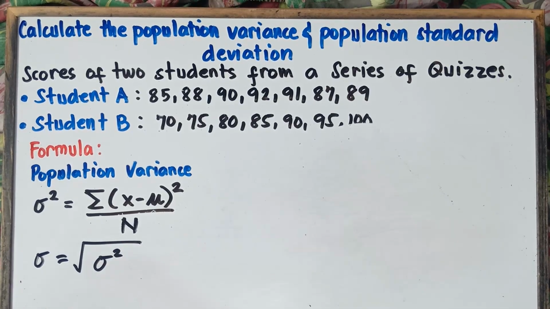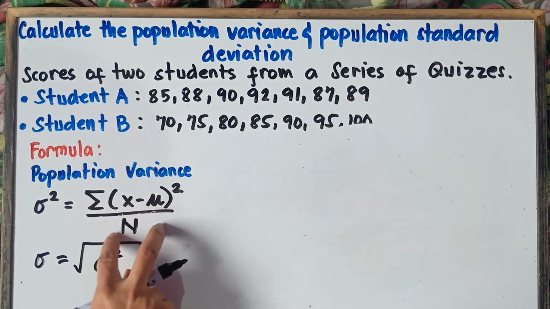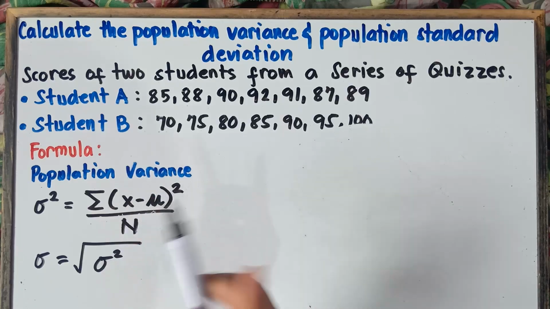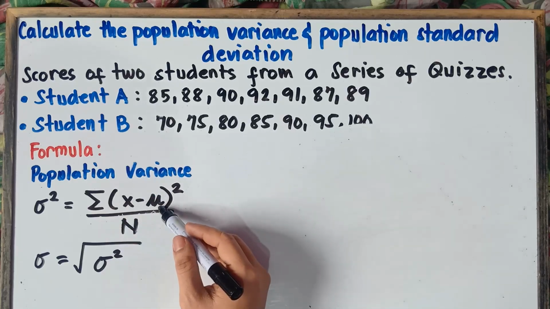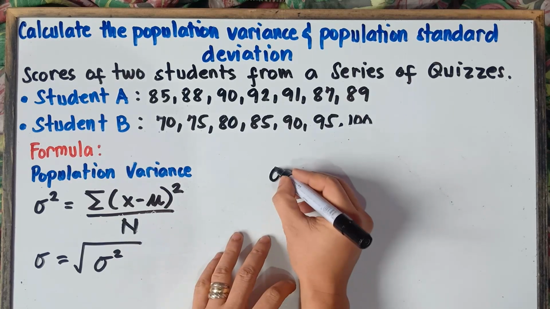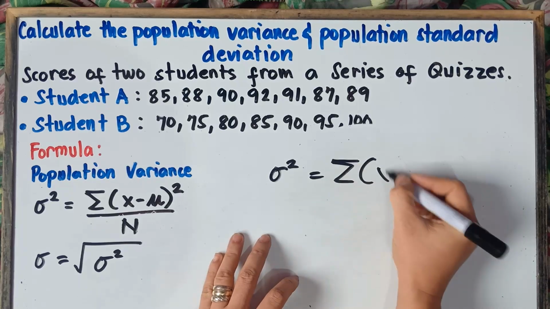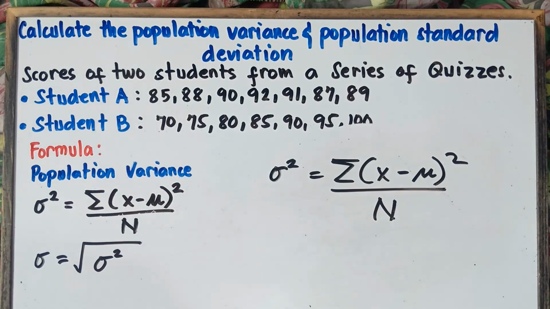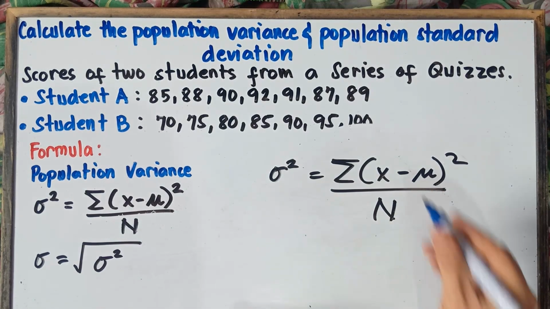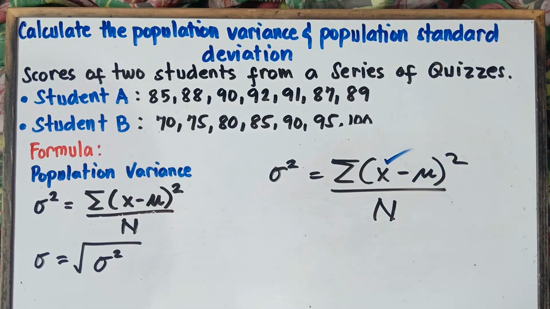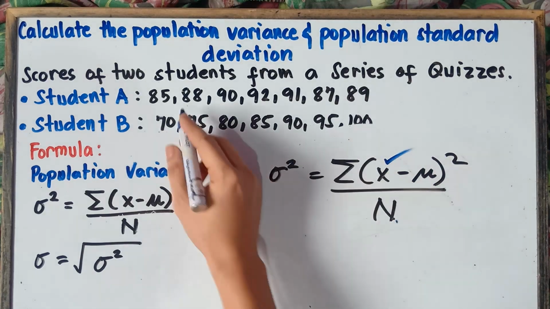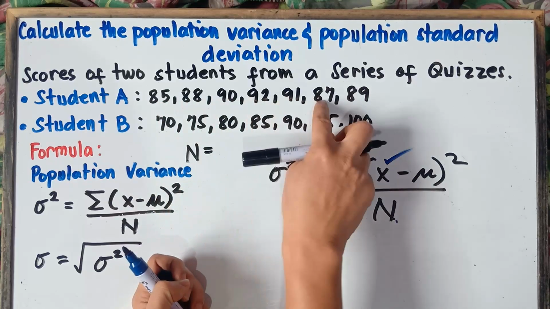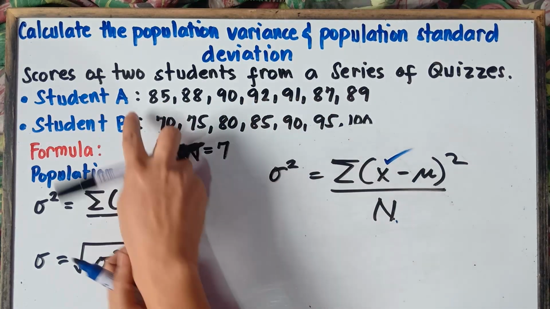Alright, let's do it step by step. We will be finding the population variance for student A. Once again, class, population variance is the summation of x minus the population mean, squared, over n. Do we have the samples? Yup, we have the samples. Do we have n, the total number of samples? Yup, n is equal to 7: 1, 2, 3, 4, 5, 6, 7 for student A.